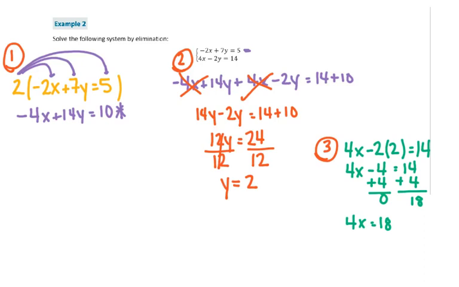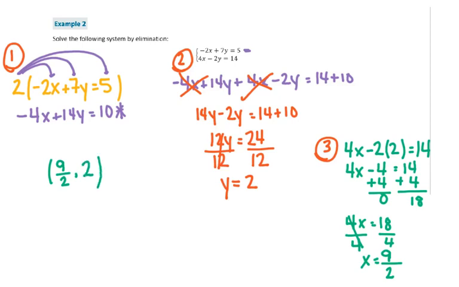And now since that 4 is being multiplied by the x, I'm going to divide both sides of this equation, which we've greatly simplified, by 4. So now I have x equals 18 over 4. But 18 over 4 can be reduced to 9 over 2. So I'm going to write this equation as x equals 9 over 2. So now I have a solution to my system of linear equations. My solution is my x value is 9 over 2, and my y value is just 2.